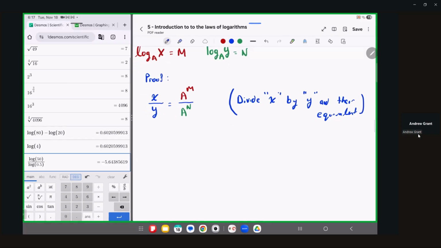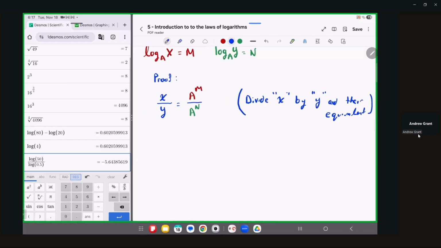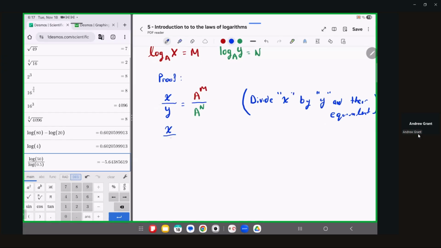Okay, next thing we need to do. Well, for x divided by y, there's not much I can do there, so I'll just write down another x divided by y. But if we have this a to the power of m divided by a to the power of n, notice that the bases are the same with different exponents. So we can write this as a to the power of m minus n. So here what we did was we simplified the exponential.